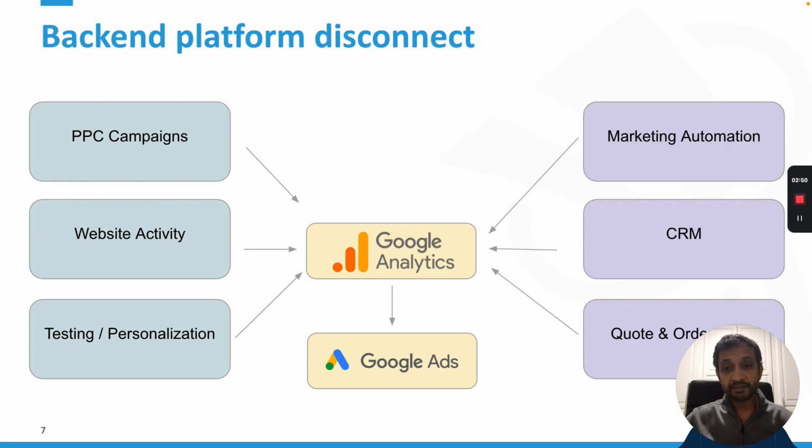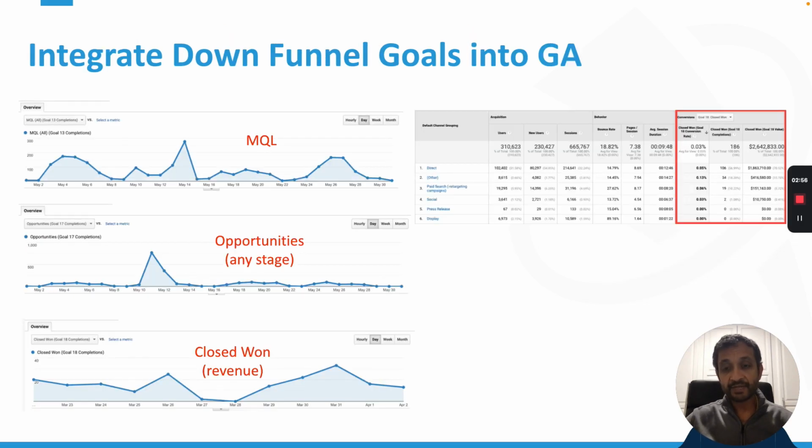So the important thing to do to solve this is actually integrate those directly into Google Analytics. And by doing so, we can actually see those offline conversions like marketing qualified leads, opportunities, revenue as goals directly in Google Analytics, and even evaluate the performance of campaigns, channels, landing pages, everything else in Google Analytics by those down funnel goals like close on revenue.